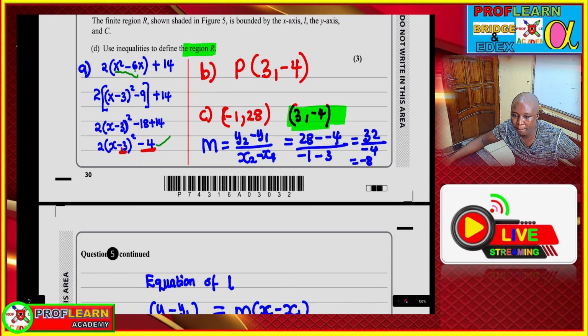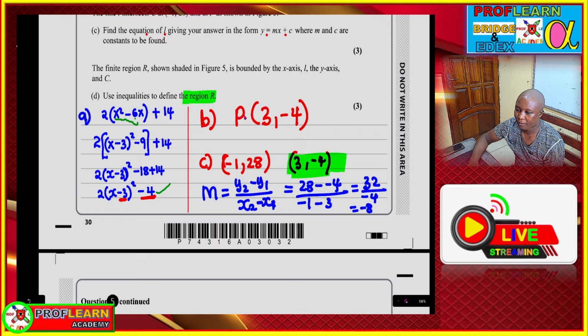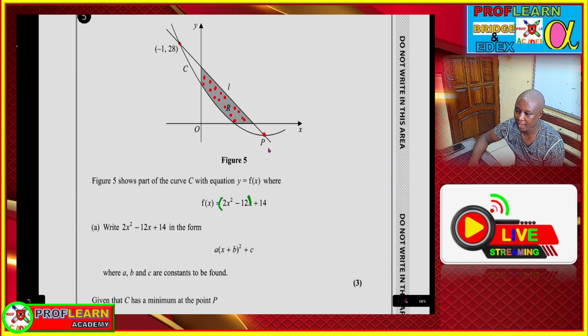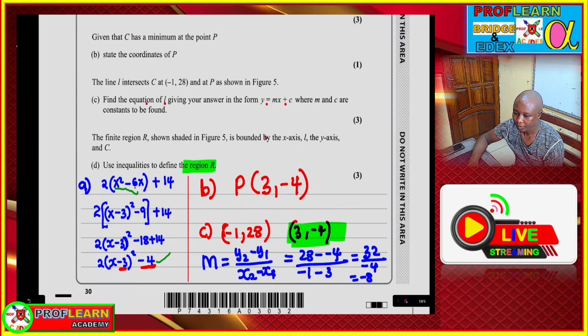We are having minus 3. You take the opposite sign. Minus 3, you take positive 3. Then outside here, you take the number with its sign. So that is going to be minus 4. Now we have the coordinate of this turning point P to be (3, -4).